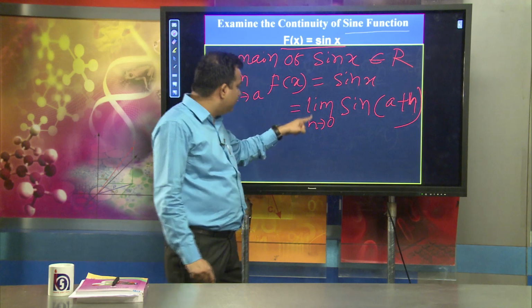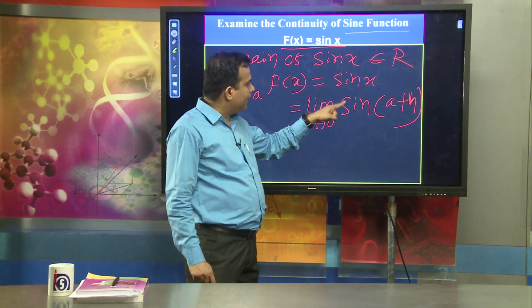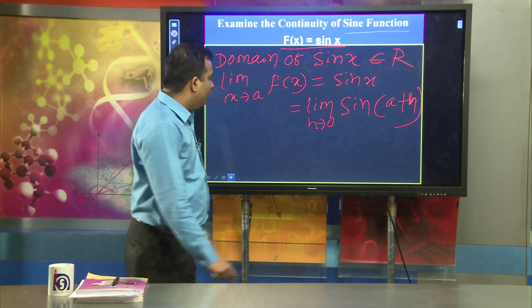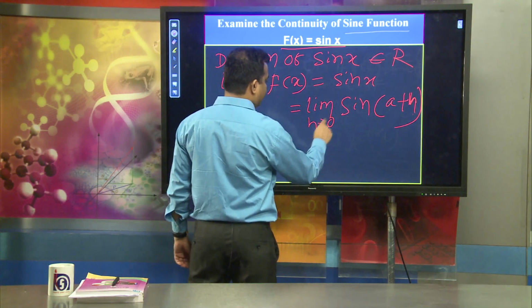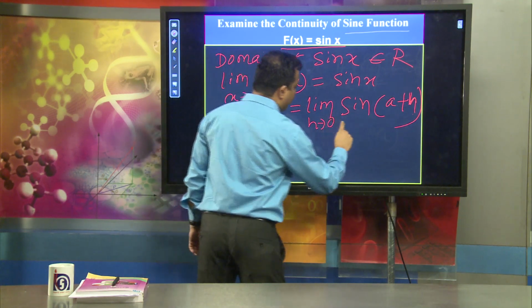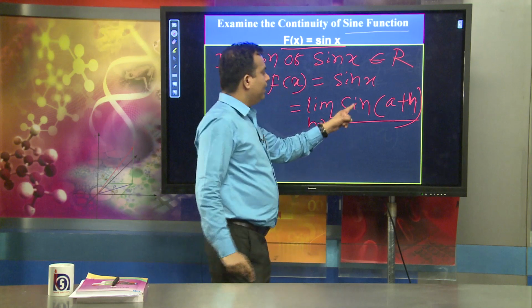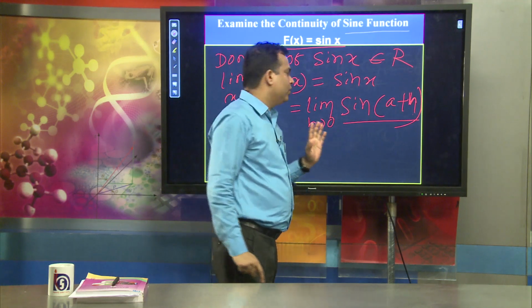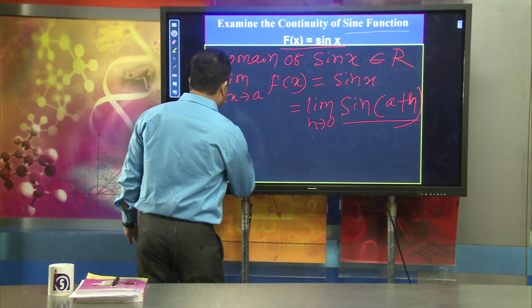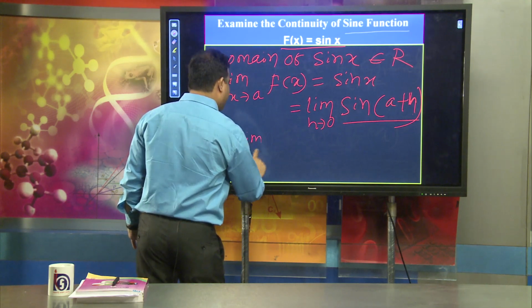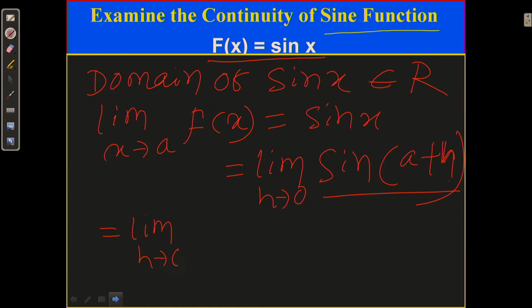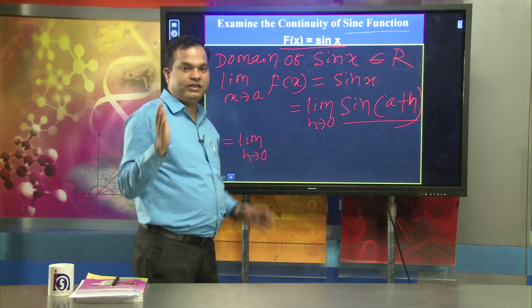Okay. So, limit h tends to 0 of sin(a + h). When we write limit h tends to 0 of sin(a + h), we can apply the sin(a + b) formula. So, we can write limit h tends to 0 of sin a cos b + cos a sin b. This is the formula.